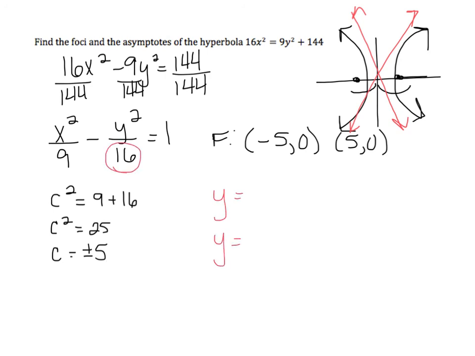Here, I'm going to take what's under y and take the square root of it, so that's 4 over 3 times x, and also negative 4 over 3 times x. So you just take the positive and the negative. And this works whether or not your hyperbolas are sideways or if they're up and down.